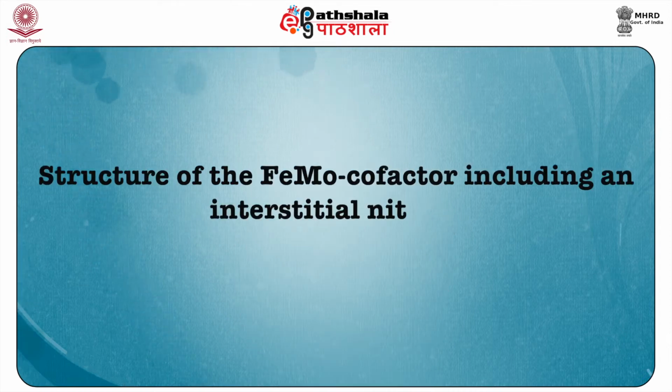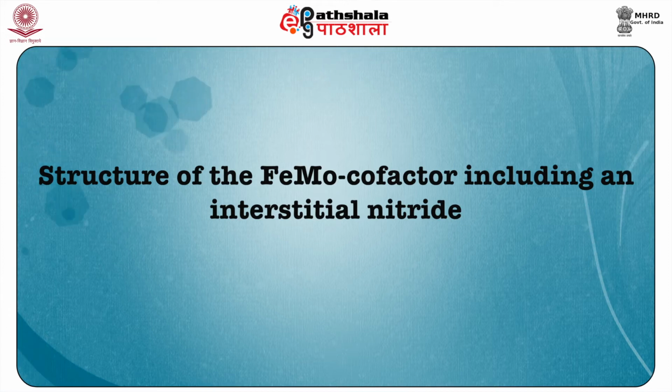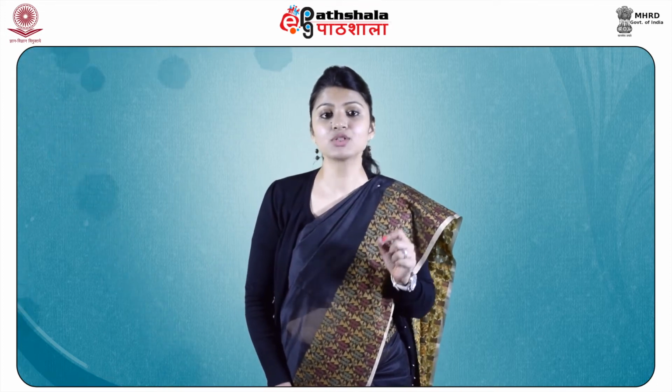Structure of iron molybdenum cofactor including an interstitial nitride. The crystallographic analysis of the iron molybdenum protein revealed that the active site of the iron molybdenum cofactor consists of an unprecedented molybdenum sulfur iron cluster where the molybdenum atom is coordinatively saturated, whereas 6 of the 7 iron atoms are apparently undercoordinated and possess a rare distorted trigonal planar geometry.